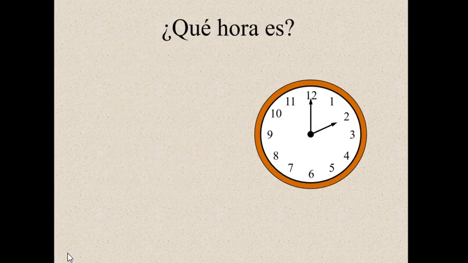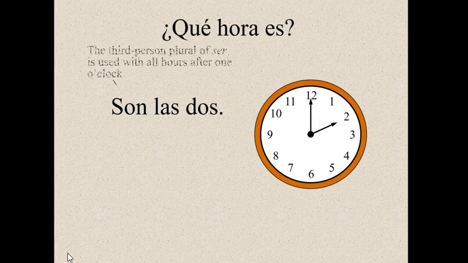¿Qué hora es? So now, instead of saying es la una, because 2 o'clock is plural, we will say son las dos. So for 1 o'clock, es la una. For every other hour, it's son las and then the number.